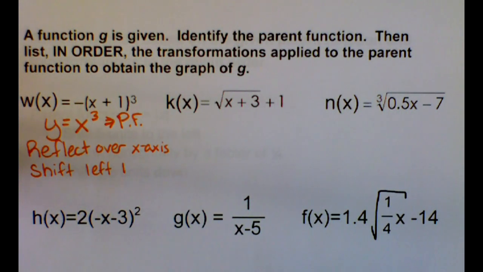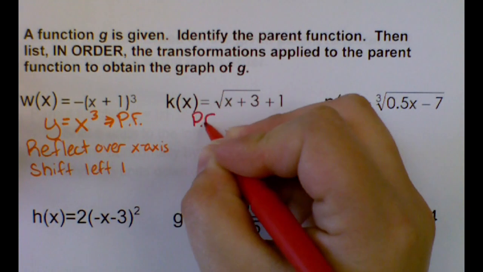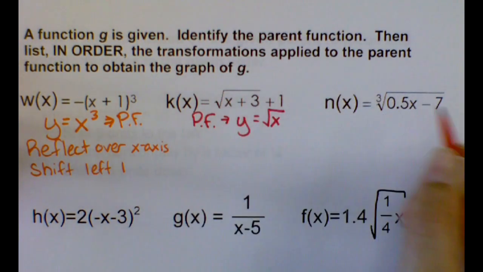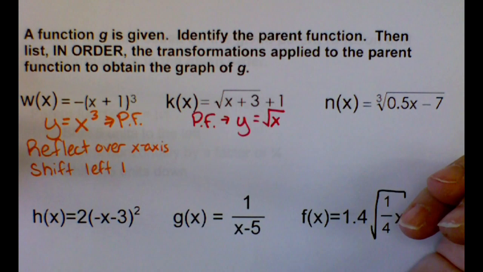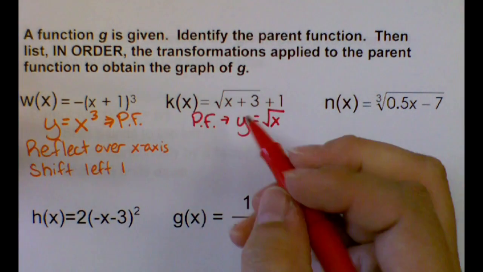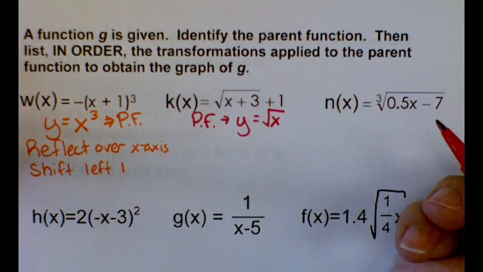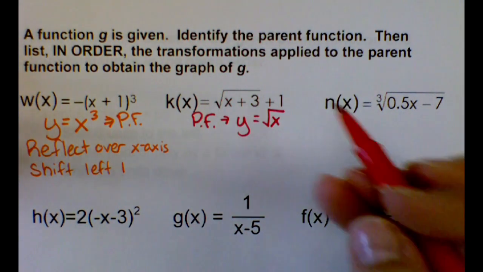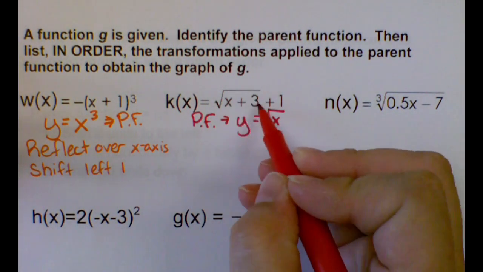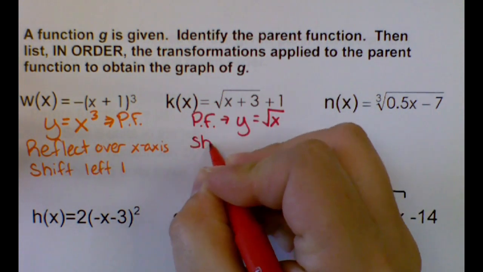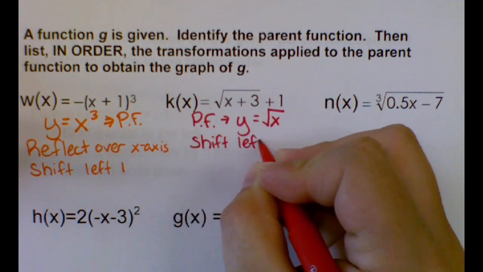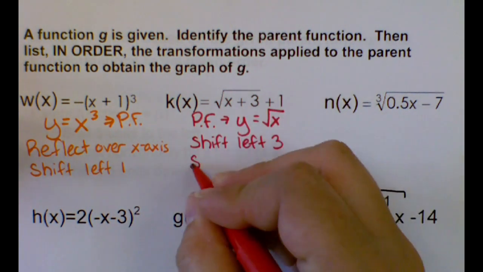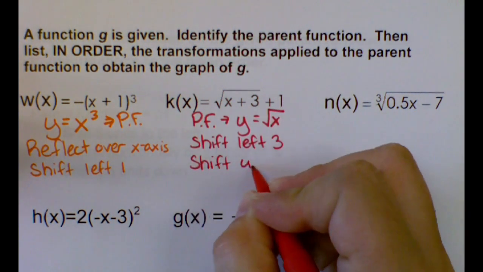All right, next one up, we have k of x equals square root of x plus 3 plus 1. Well, my parent function, call it PF, is y equals the square root of x, that basic function that we're going to base everything off of. We don't have any stretches or shrinks because there's no multiplication. No negatives, so we don't have any reflections. We just have our shifts. We have a plus 3 in with the x, which means we shift left 3, and a plus 1 outside, which means we shift up 1.